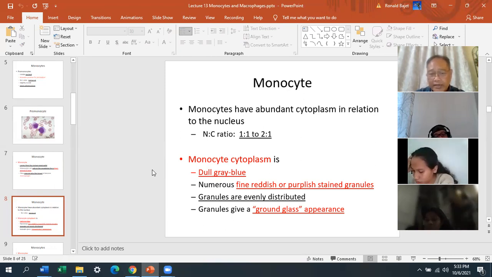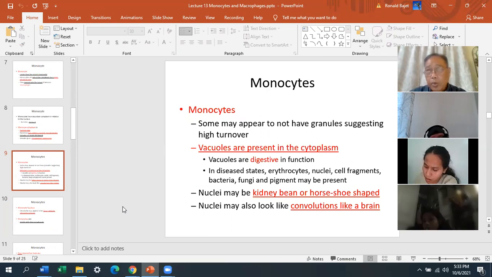The granules are evenly distributed, and the granules of the cytoplasm are ground glass in appearance. Ground glass in appearance. Okay, it's kind of like fine, but you see the fine reddish and purplish granules, but it's ground glass in appearance.